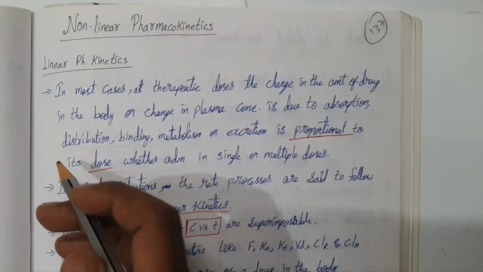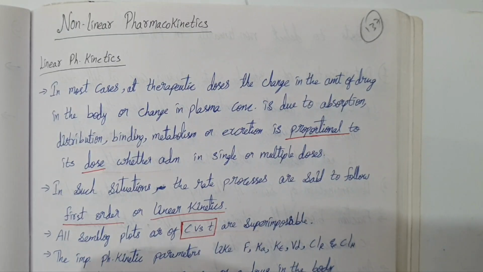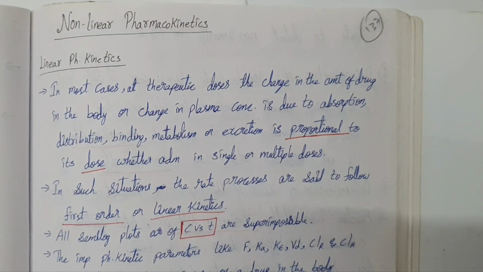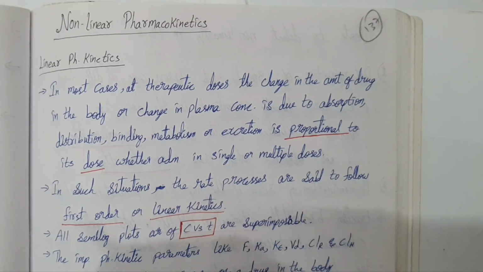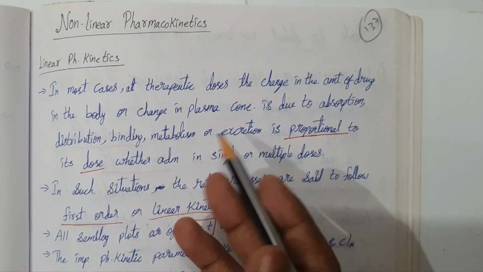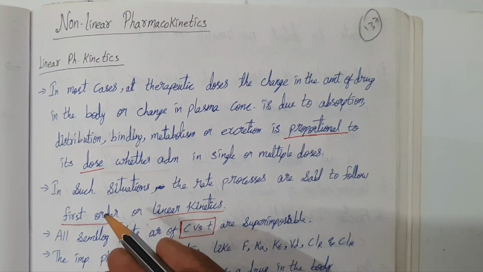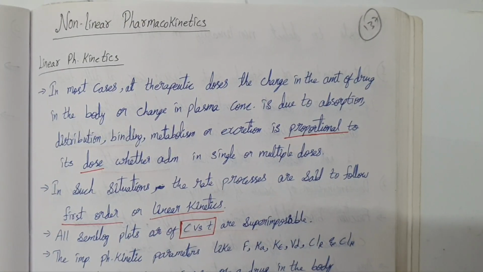So first, what is linear pharmacokinetics? It means that when we increase or change the dose of the drug, the concentration in the plasma also increases in the same proportion, whether it's a single dose or multiple doses. Processes like absorption, distribution, binding, metabolism, excretion all follow first order kinetics, meaning the rate depends on how much drug is present.